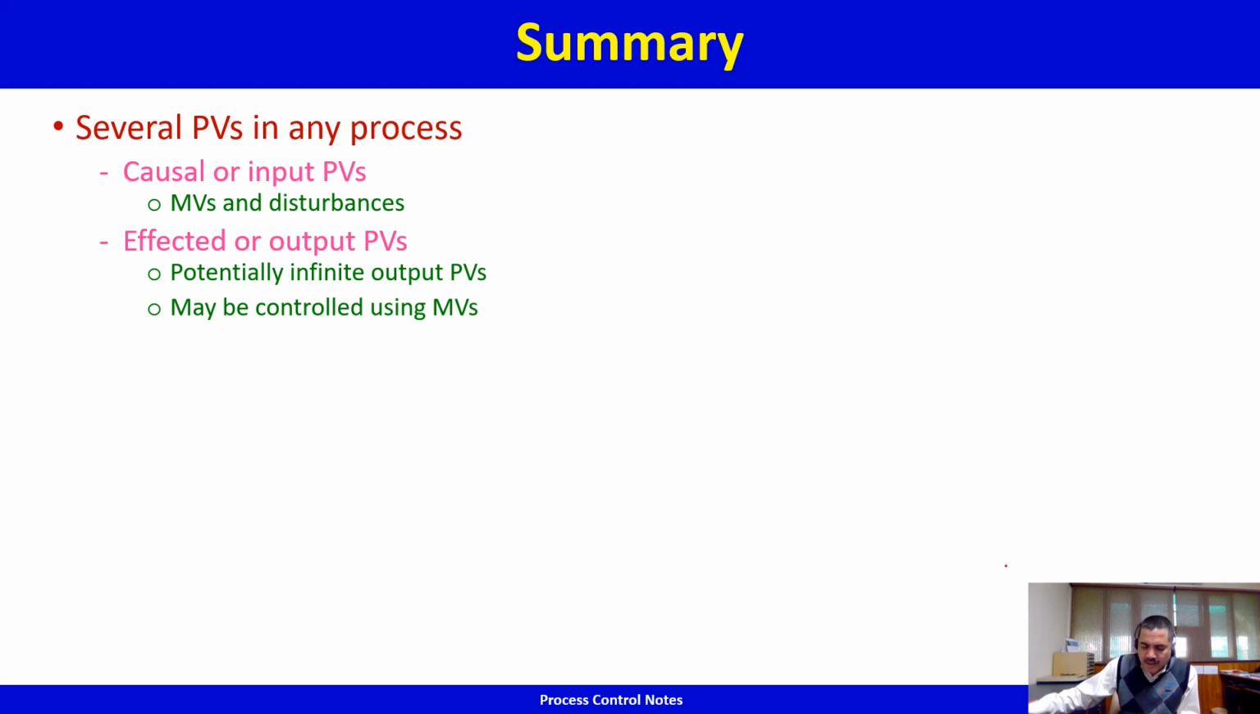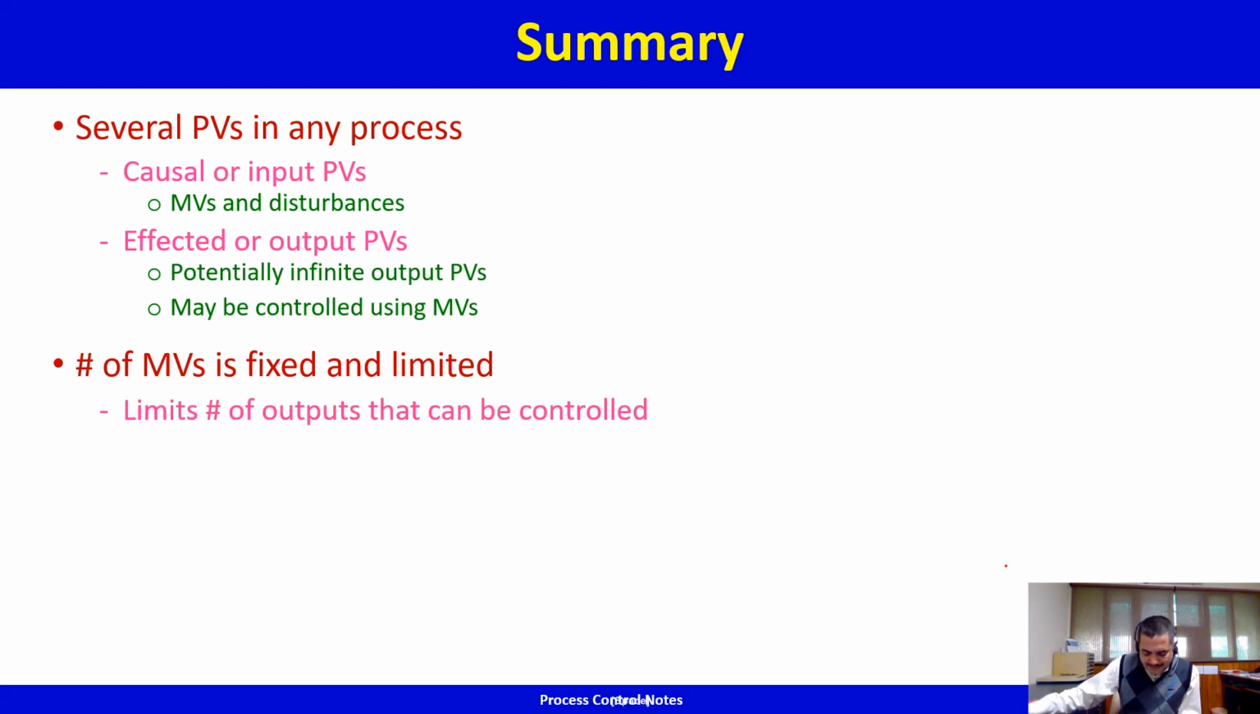There are potentially infinite output PVs, as many output PVs as sensors you have, and some of these output PVs may be controlled by manipulating the MVs. The number of MVs in a process is fixed and limited, and therefore this limits the number of output process variables that can be controlled.